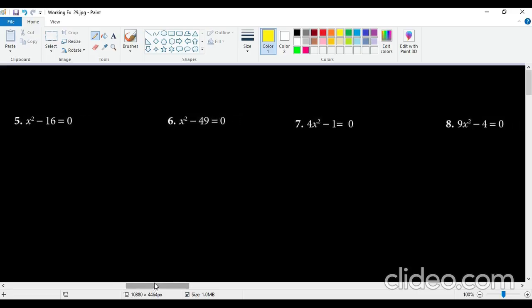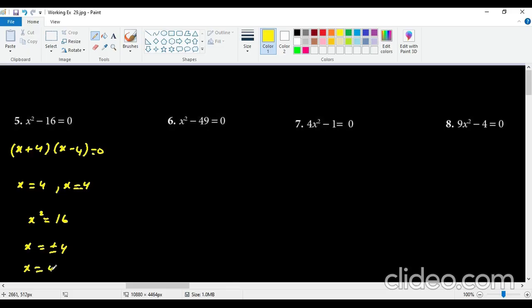Here, we have a difference of squares. I will write x plus 4 and x minus 4 equals 0. That means x will be equal to plus 4 and minus 4. These are the two values, x equals 4 and x equals negative 4. There's another way of solving this: x square equals 16, and the root of x square is x, and the root of 16 is plus 4 and minus 4. So this is also a way. x equals 4 and x equals negative 4. Both are ways to solve this question.